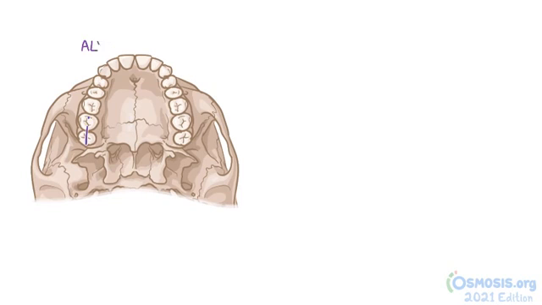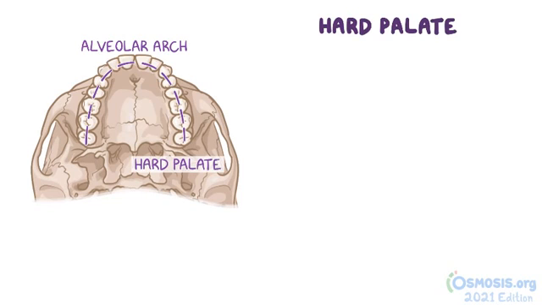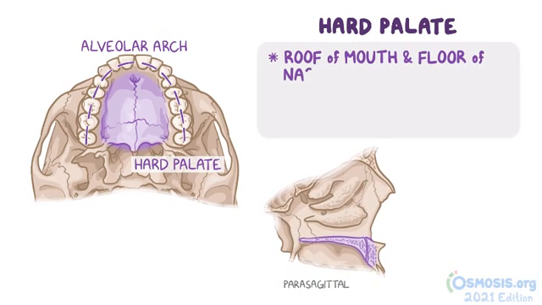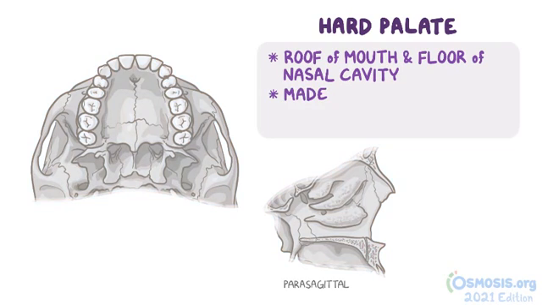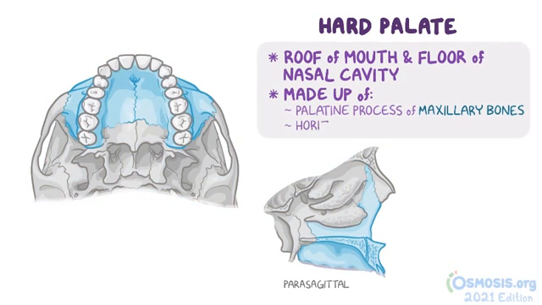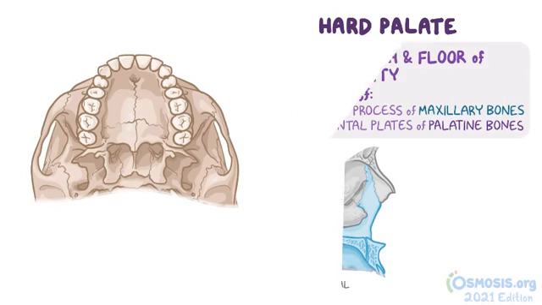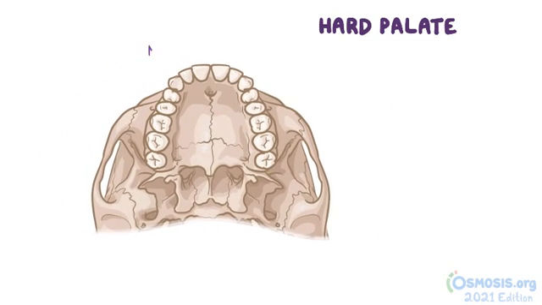In the most anterior part of the cranial base, there are the alveolar arch and the hard palate. The hard palate makes up both the roof of the mouth and the floor of the nasal cavity, and it's made up of the palatine processes of both maxillary bones and the horizontal plates of both palatine bones behind them. The maxillary teeth border the hard palate anteriorly and on both sides.